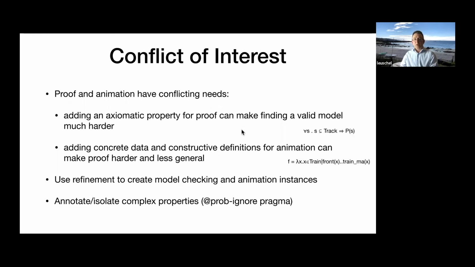On the other hand, when you provide concrete data, constructive definitions, that makes the animation and model checking tools happy, but then restricts the usefulness of your proof, or sometimes leads the provers astray. Right, so that's something where I don't think we have really solved that yet. Quite often what I do is use refinement to create model checking and animation instances of a very generic proof model. And for those properties that are problematic for the other tools, I use, for instance, pragmas to mark them as ignored, so they won't be directly used by the solver. You can inspect them if you want. There's a warning that not all axioms have been checked, but you can at least find a model and run your visualization.